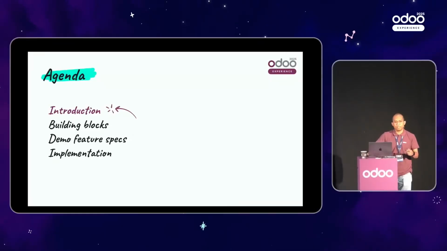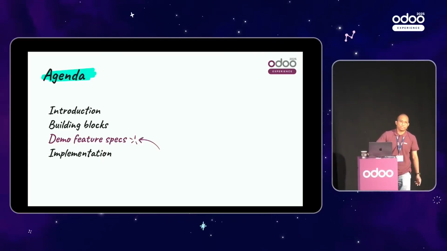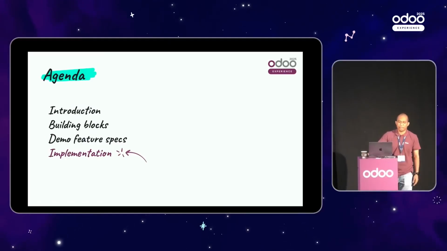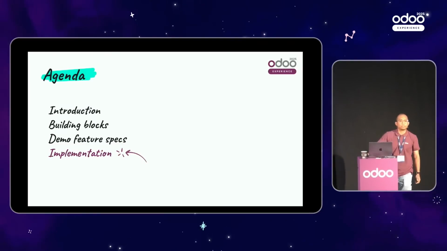So this will be a simple talk, and we'll start with some introduction, and then show you some building blocks that you might need for your feature, and we will be developing a feature. We'll show you how it works basically. First, we will describe the specification, and then finally the implementation. You will see it. So we'll be seeing code in this presentation.